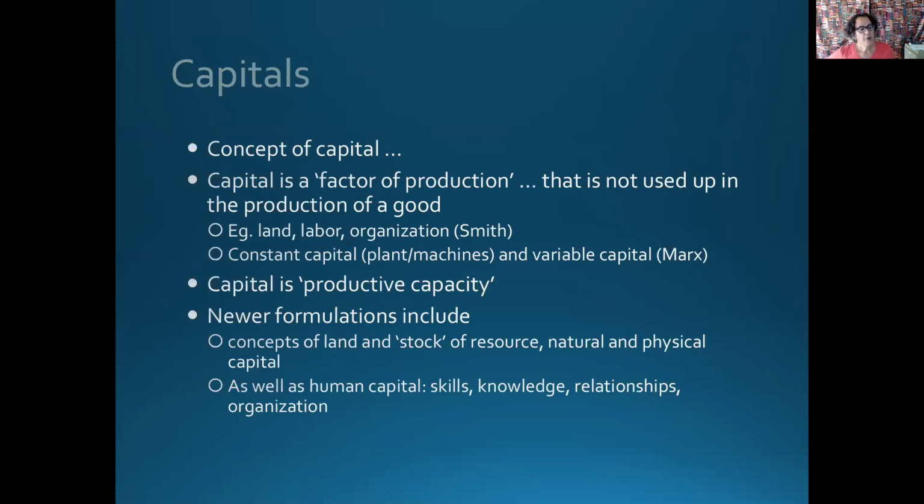And for Marx, around the same time, there was a constant capital of the same machinery idea. This is again, industrial revolution thinking about capital. And then there was variable capital, which is actually money. In both those early industrial economy definitions, capital was a productive capacity in making goods, whether it was machines or machines and money.